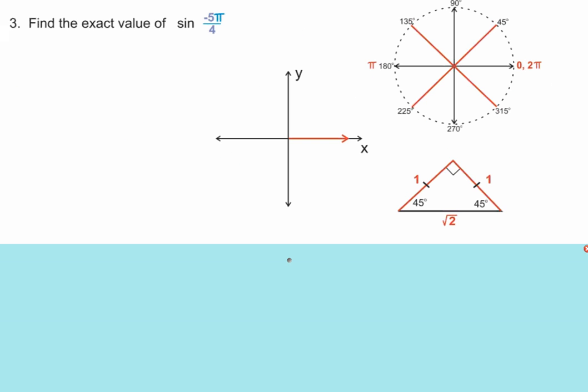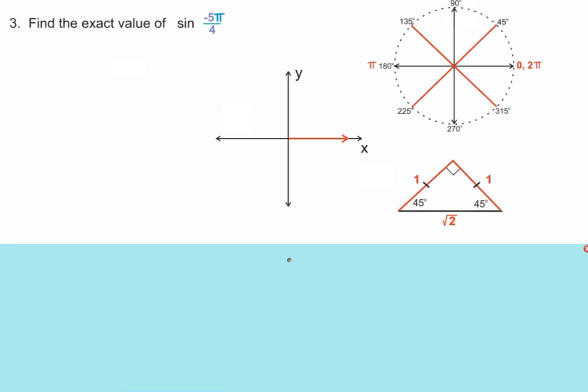Okay, do the next one then. Go ahead and figure out the exact value of the sine of negative 5 pi over 4. The exact value of the sine of negative 5 pi over 4. All right, on 3, give me your answer.